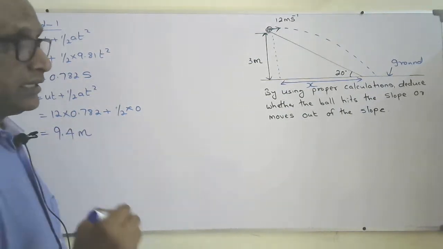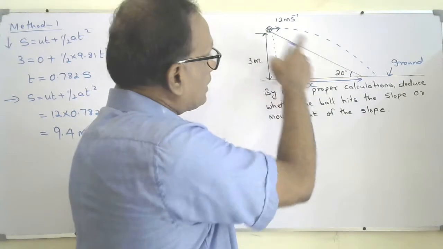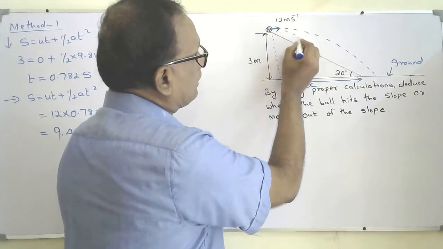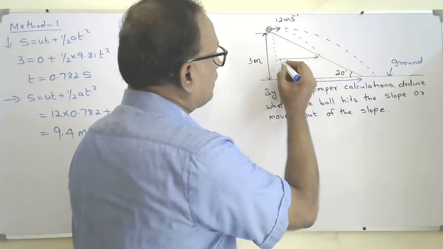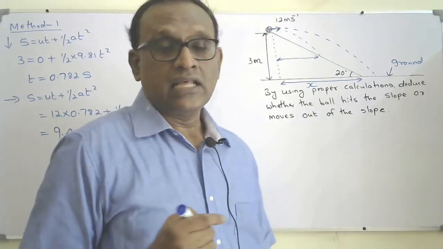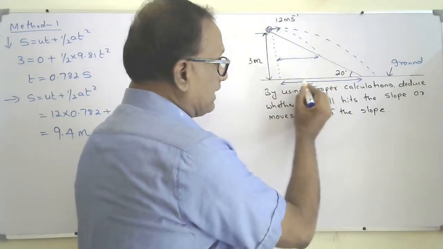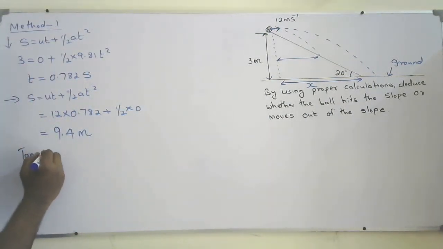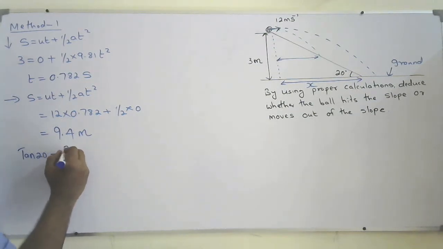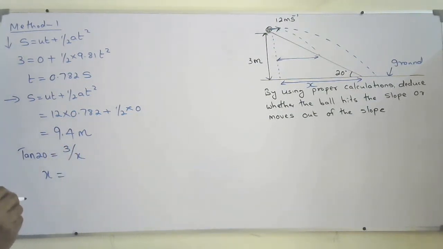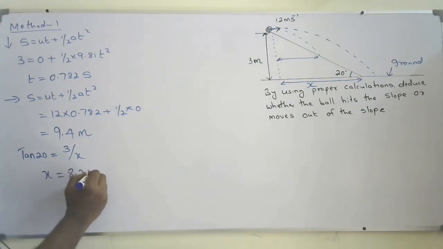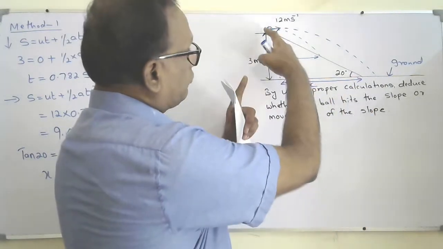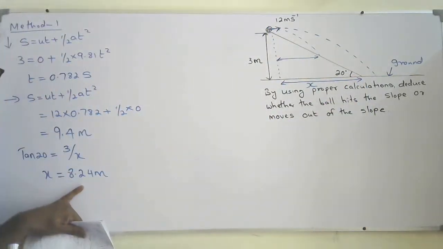Right. Now, if the ball is hitting the slope, somewhere here, then its horizontal displacement for this particular velocity should be smaller than this length x. I will find the length x. tan 20 will be equal to 3 over x. Find x, that will be equal to 8.24 meters. So that means the actual horizontal length of the slope is 8.24 meters.